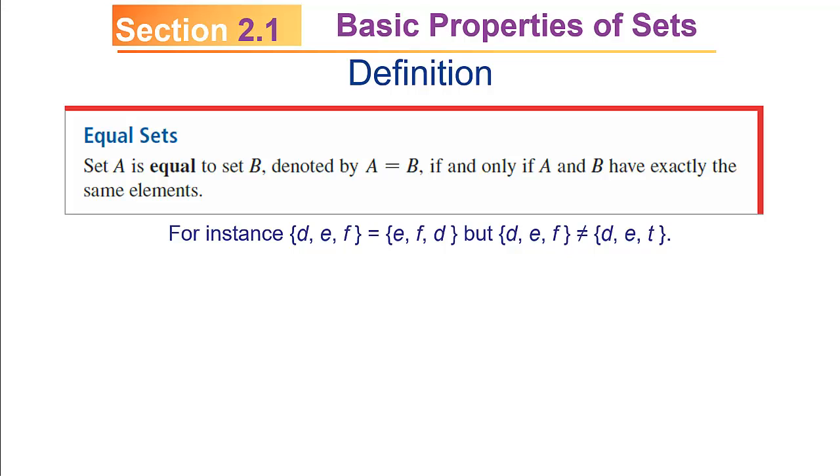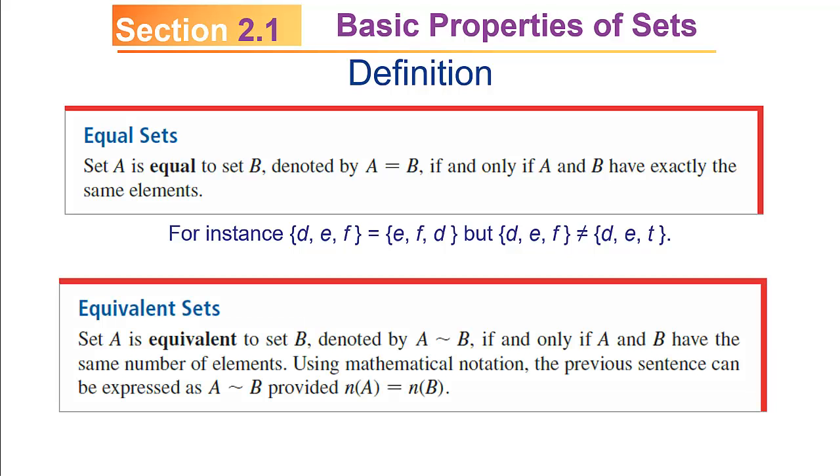But if I ask you to compare the set containing D, E, and F to the set containing D, E, and T, those sets would not be equal because there's a D in both, there's an E in both, but there's an F in one and not in the other, and there's a T in one and not the other. So those sets are not equal. They have to have the exact number of elements, and they have to be the same elements.